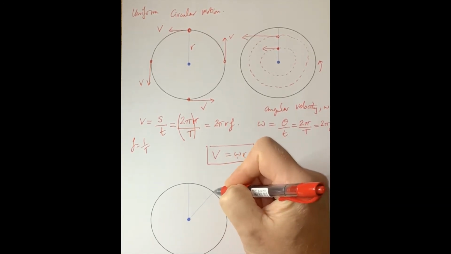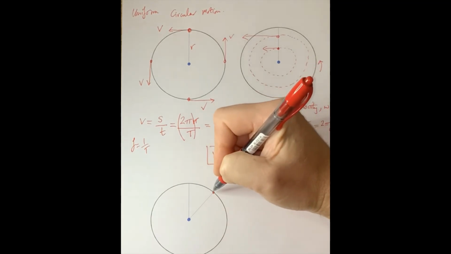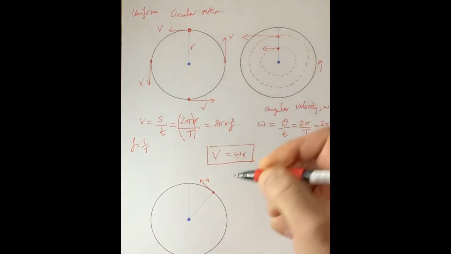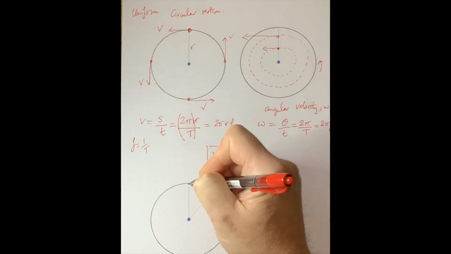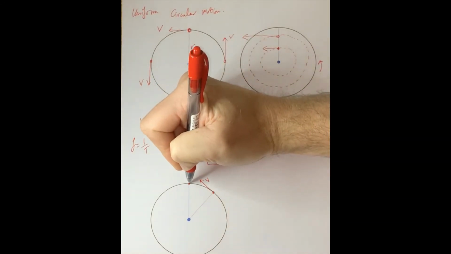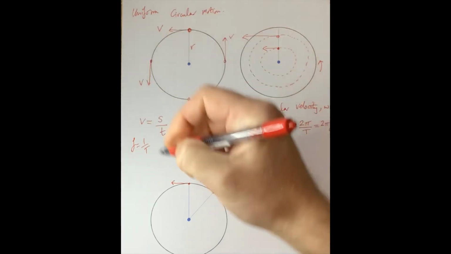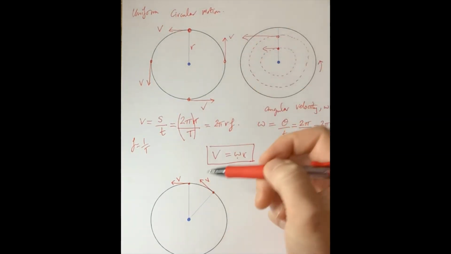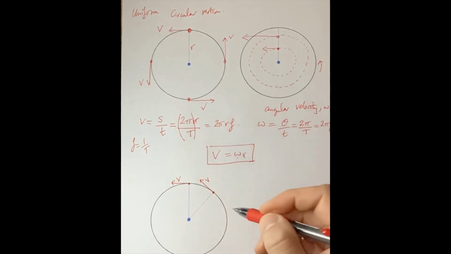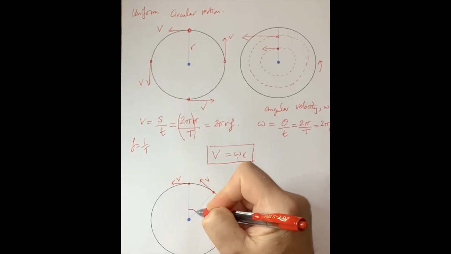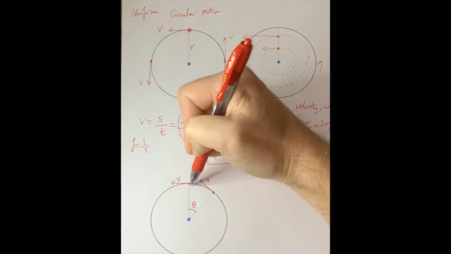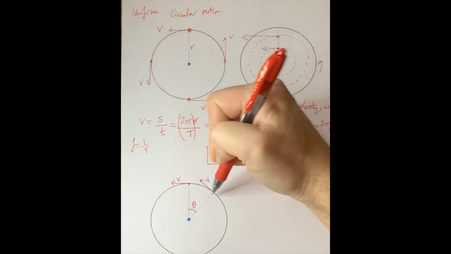So let's say the object's here, and there's the linear velocity, and then it gets to this position. It's still travelling with the same magnitude, so the speed's the same, but it's changed its direction, and in doing so it's swept through this angle theta, and it's covered this arc length s.